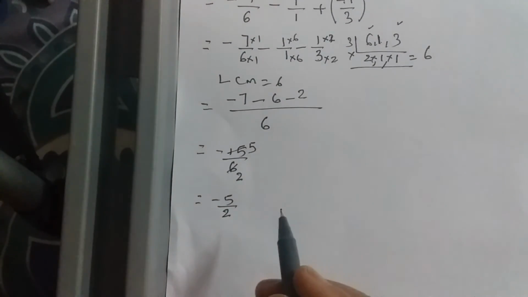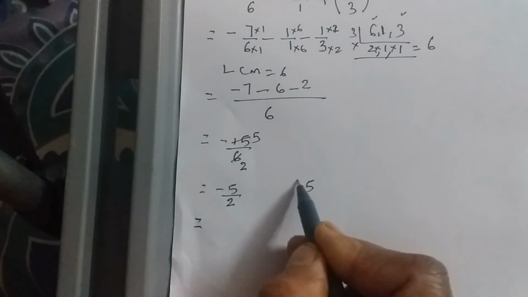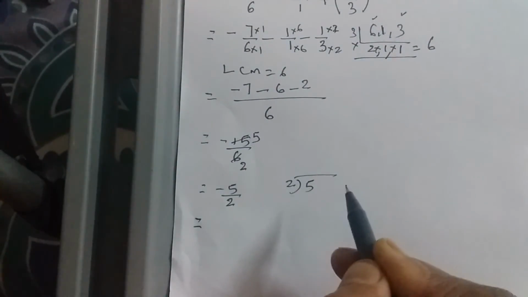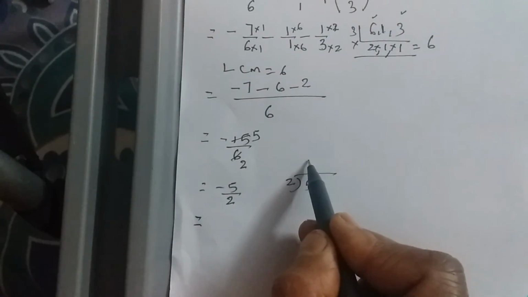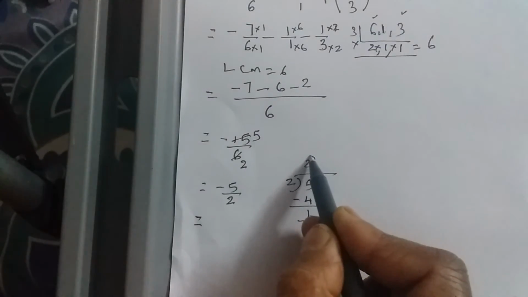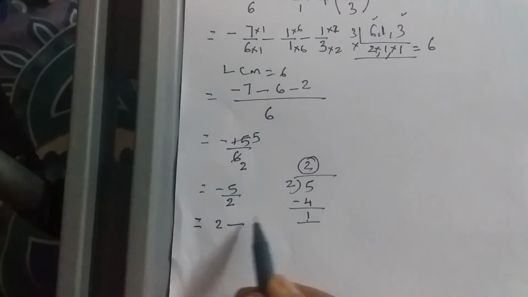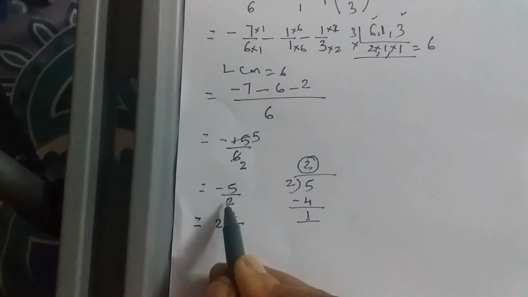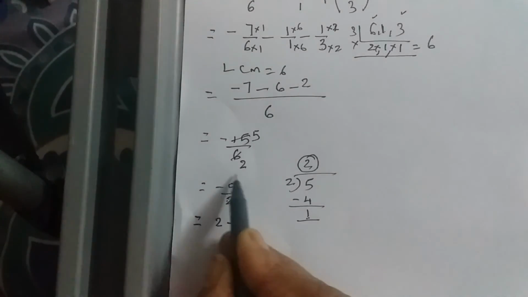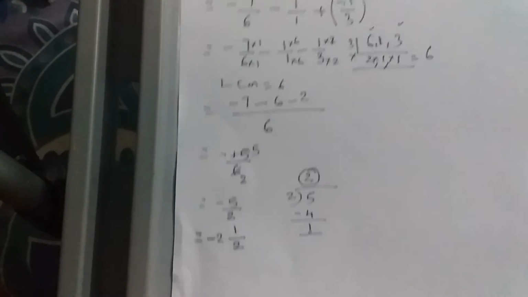Numerator is greater. So we can convert into mixed if you want. How to convert into mixed? Numerator divided by denominator. 2 2s are 4. Remainder 1. So what is the whole number? It is 2, and the numerator is the remainder, with the same denominator. Since it is negative, this is also negative. Minus 2, 1 by 2.